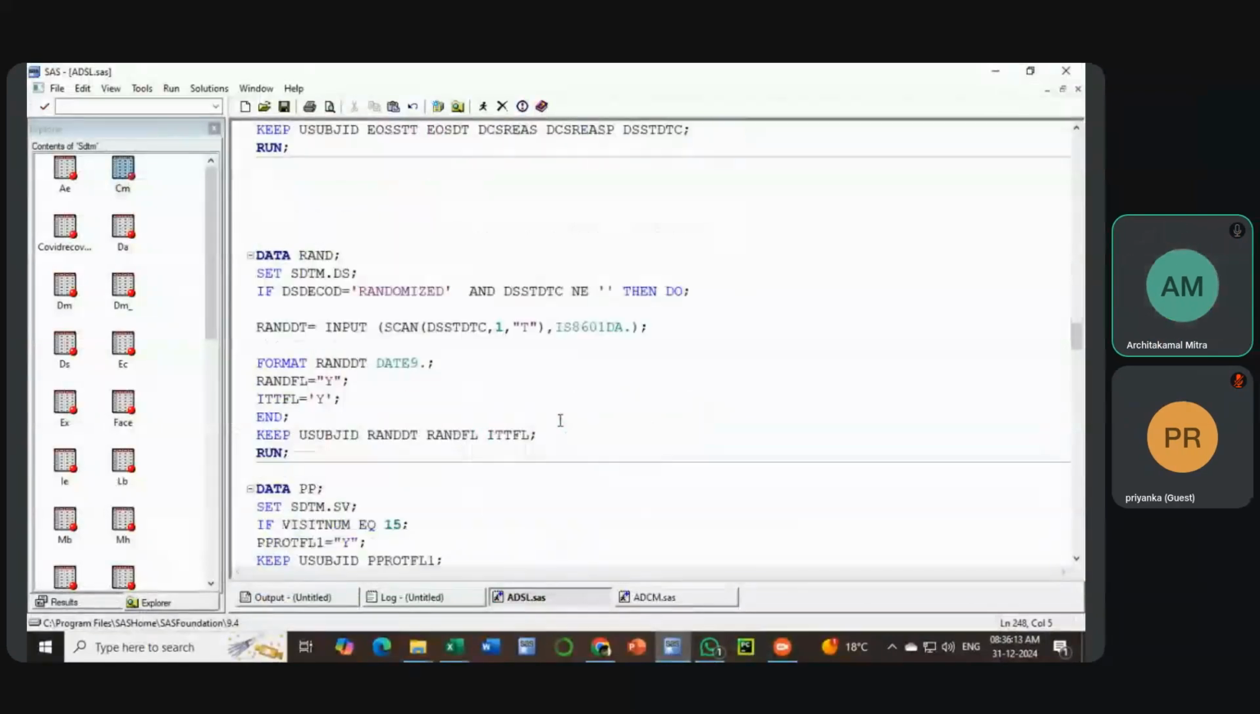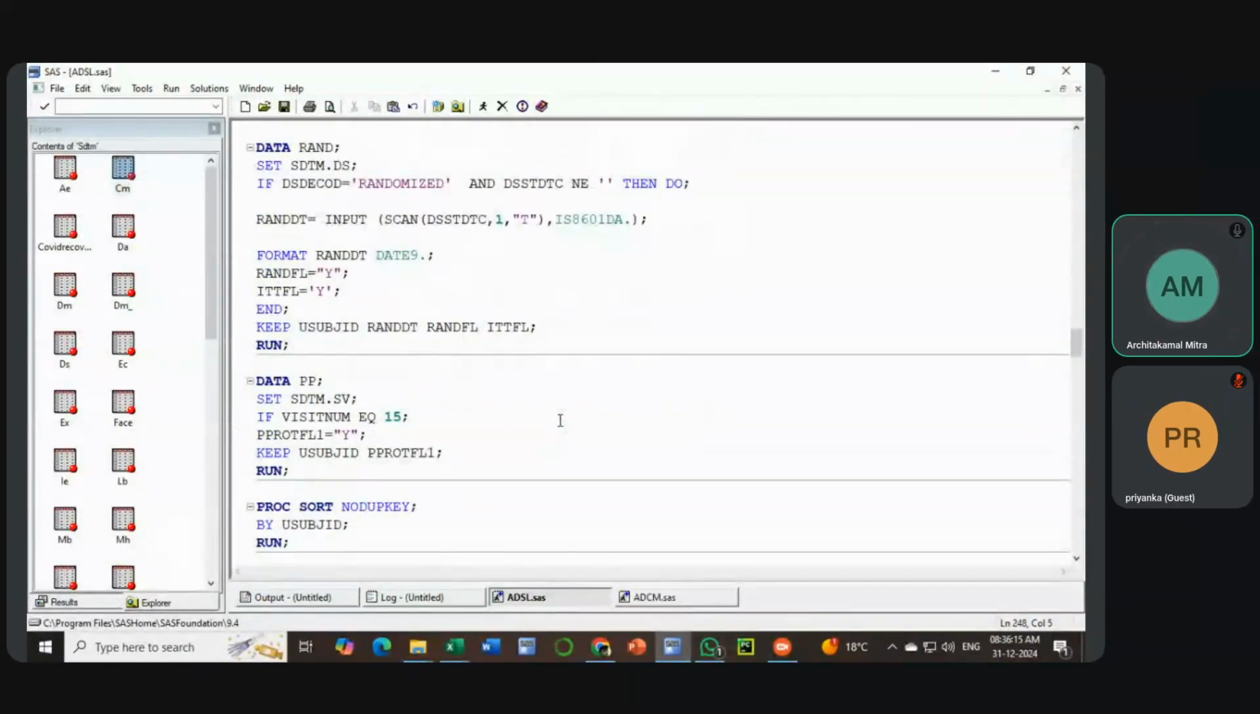Let me know if you're able to see my screen. Yes, I can see.